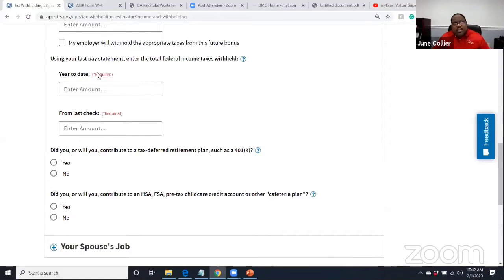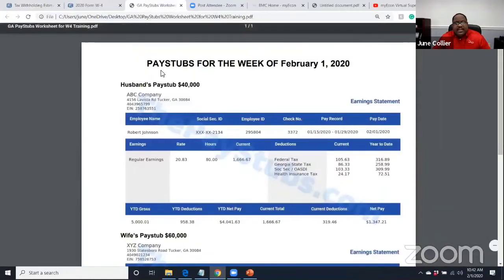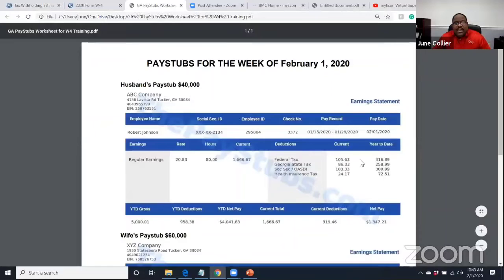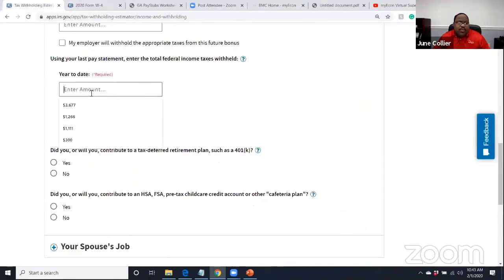So this is the total amount that you paid in taxes year to date. If we go and look at the pay stub, we can see that year to date under federal taxes, the husband has paid $316.89. So we're going to round that to 317. So we'll put in 317.